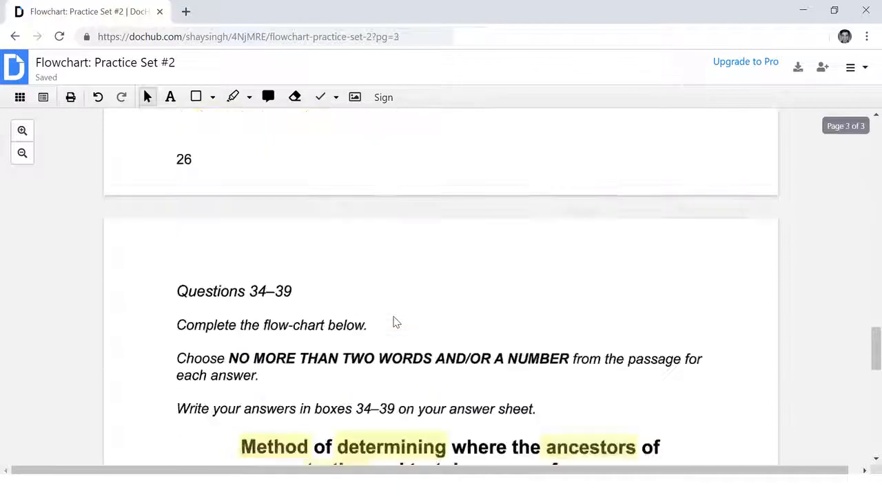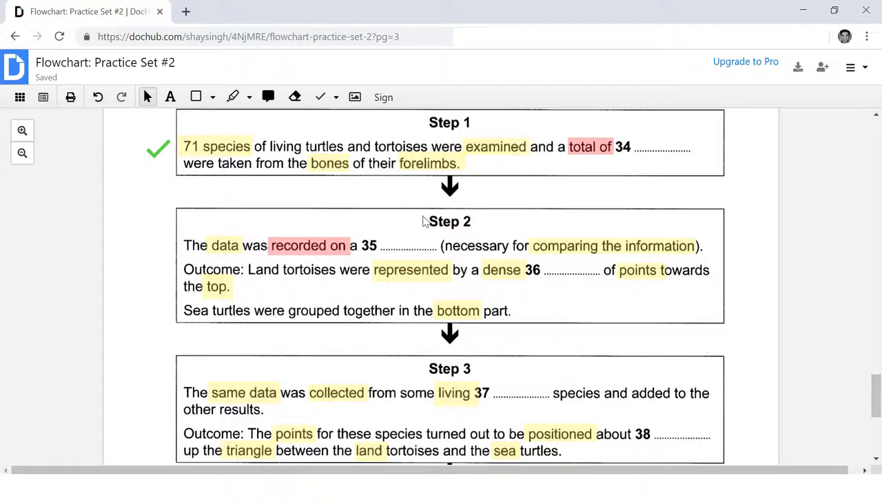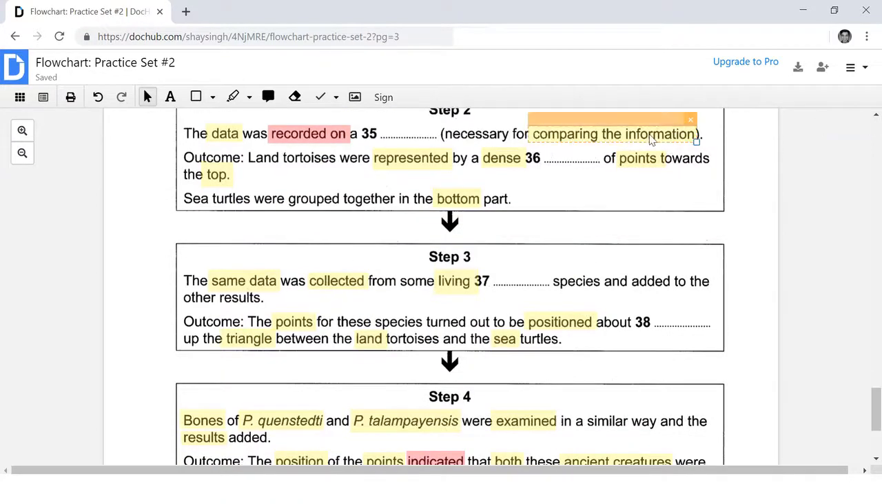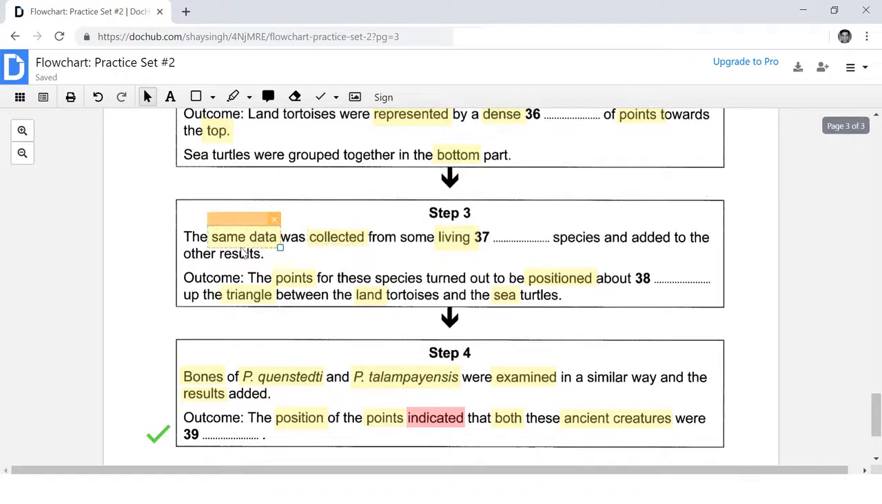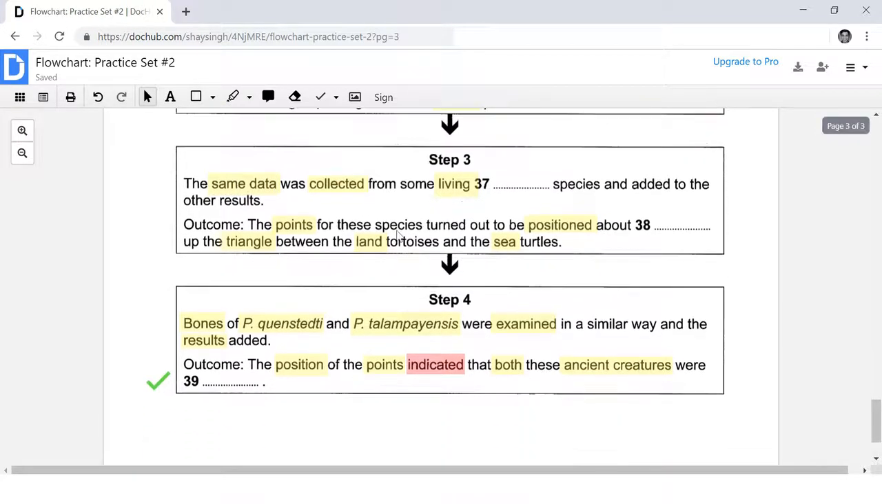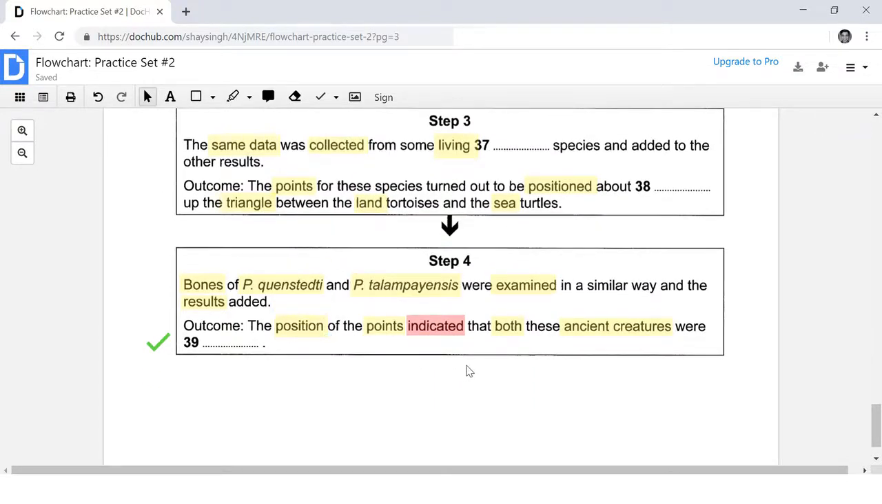Let's come down to our questions. So you'll see here we have located a lot of our keywords. Bones, top, we found a synonym for top, upper. Points, something about data. Data might be a synonym for information. Here we also have the word data over here. Again, the word data reappears. Triangle, land, sea. Okay, we've located a lot of these keywords, so I'm pretty sure that is going to be our matching paragraph.